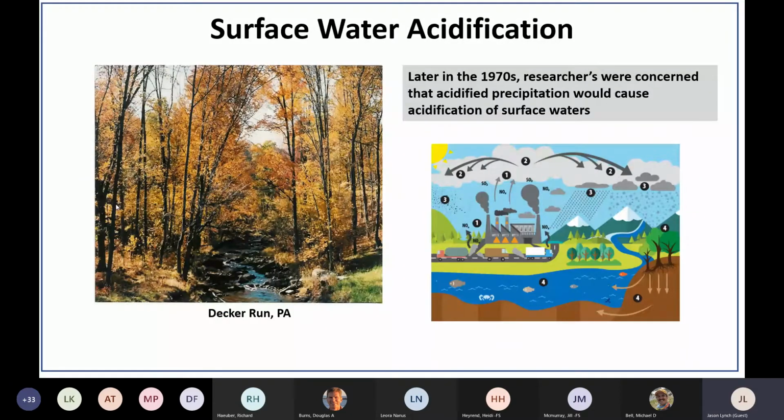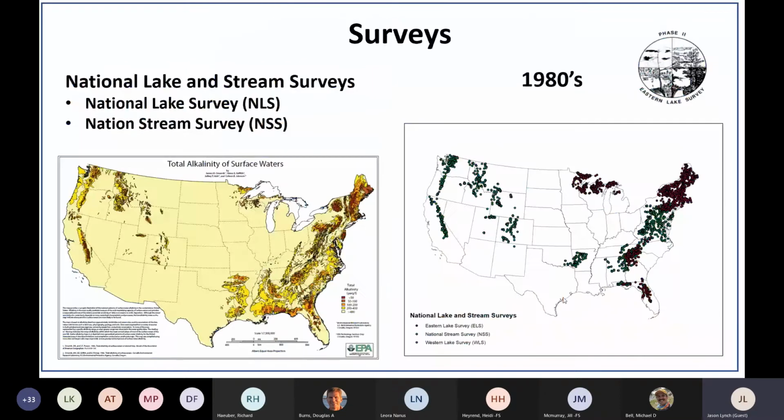Early on as well, researchers were really concerned that the air pollution would ultimately deposit into our soils and into our surface waters, causing forest acidification and also impacting our aquatic systems through acidification. This led researchers from EPA and others to try to understand the extent of the problem in the late 1970s and early 80s.